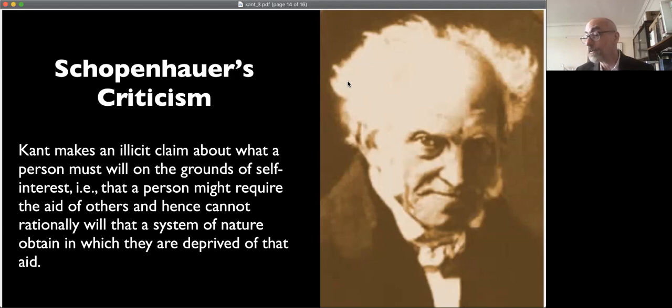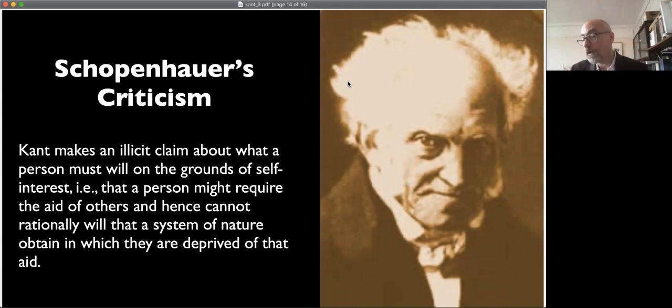And whilst Kant's argument does employ a premise about rational self-interest, Kant's conclusion is not grounded in an illicit appeal to self-interest. Notice that Kant's making a hypothetical claim. He's not claiming what is in fact in a person's self-interest, but he's making a claim about what would be in a person's self-interest if the maxim were a law of nature. So no claim is being made about what is in fact in their interest, given the existing laws of nature. So the duty to give aid is not grounded in what is in fact in a person's self-interest in the way that Schopenhauer seems to be suggesting.